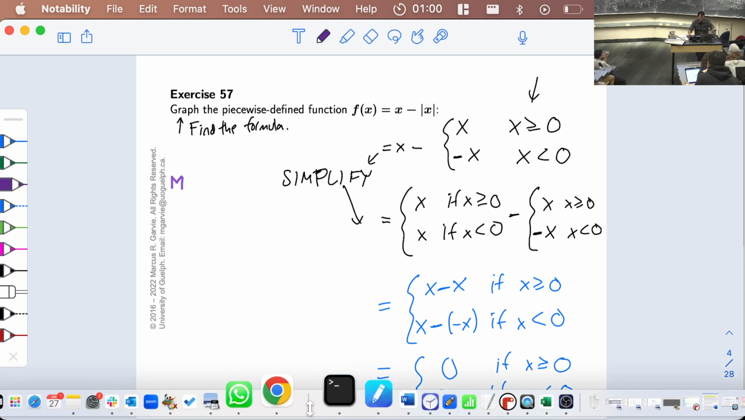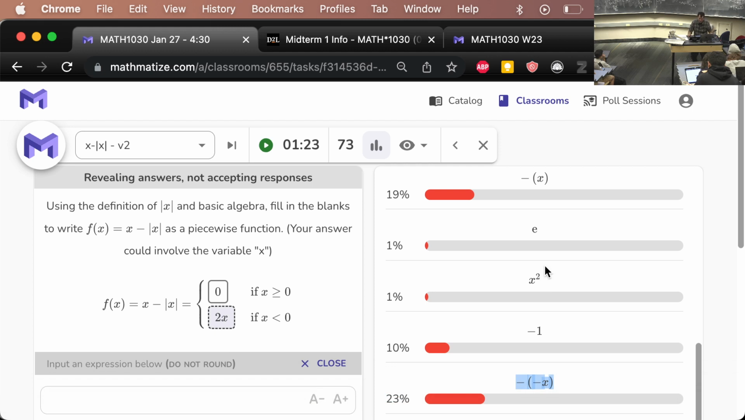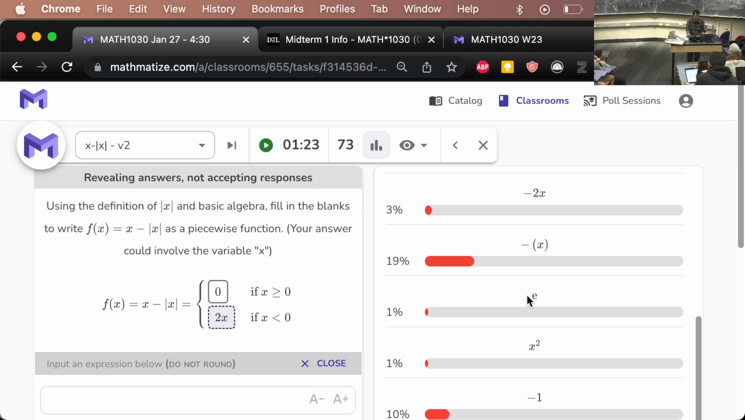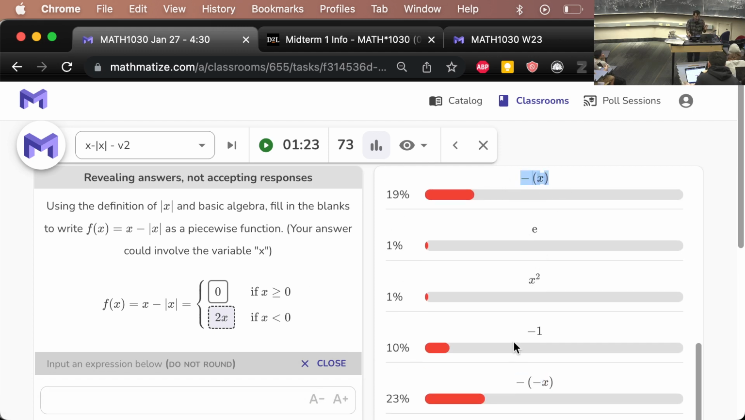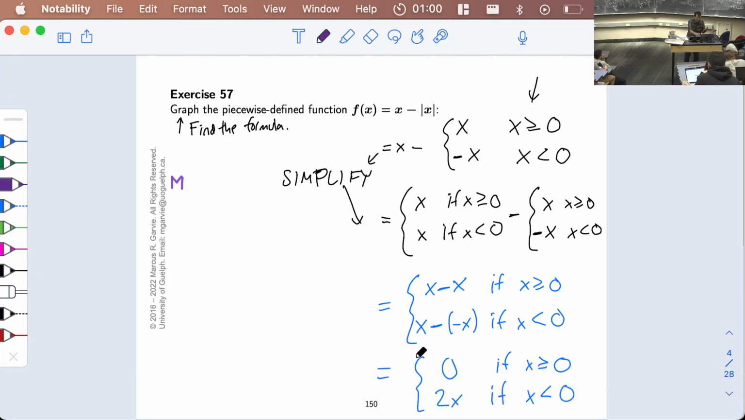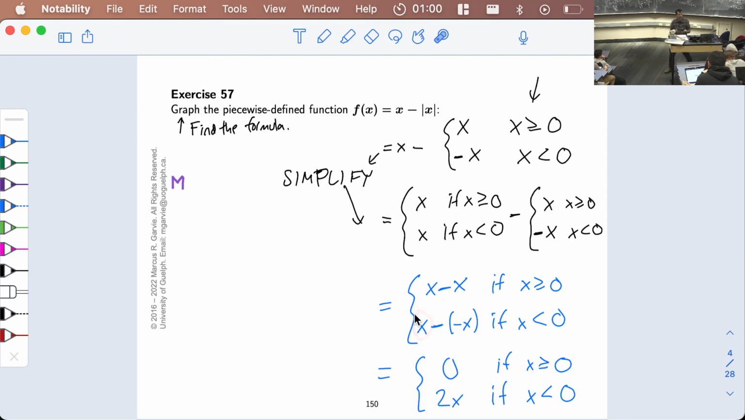Actually, let me pause a little bit longer for questions here, because not many people got it right. Some people were on the right track. If you wrote minus x, you were forgetting the first x, or you forgot that x and made a minus sign mistake. So you were on the right track, but you maybe misunderstood the question. I know it's a little tricky. Questions, comments, anything I can clarify here?